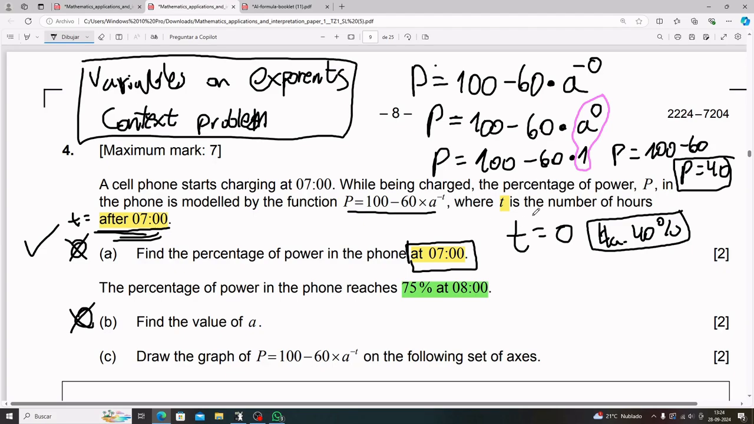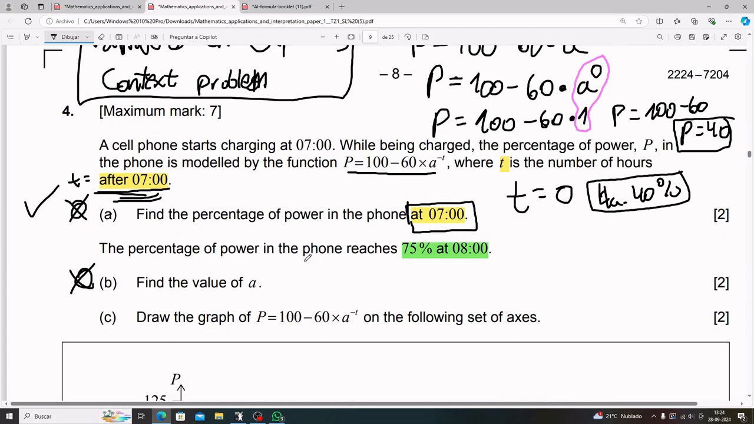These variables and exponent problems is really just a very hard context problem. And so notice, when they tell you that the percentage of power in the phone reaches 75% at 8 o'clock, well, which are your variables? You have your t, which is hours after 7. And your other variable is p, which is power. So when they tell you that it reaches 75% at 8 o'clock, all they're really telling you is that, it's actually a little bit backwards, when t is 1, because we're talking about 8 o'clock, so 8 o'clock is 1 hour after 7, so when t is 1, p is 75%.